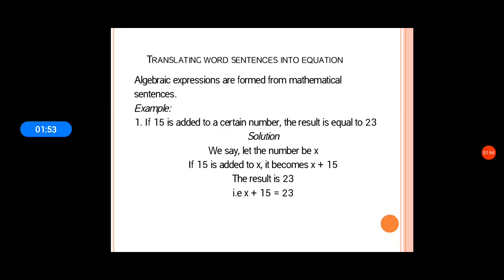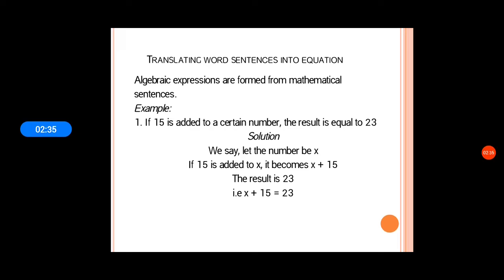Now let's go to translating word sentences into equations. Algebraic expressions are formed from mathematical sentences. Let's look at the example. If 15 is added to a certain number, the result is 23. Solution. Since we are told a certain number, we don't know what the number is, we can use any alphabet to represent the number. We can pick A, we can pick B, we can pick X, we can pick Y, we can pick W, anything you deem fit. So, let the unknown number or the certain number be X.